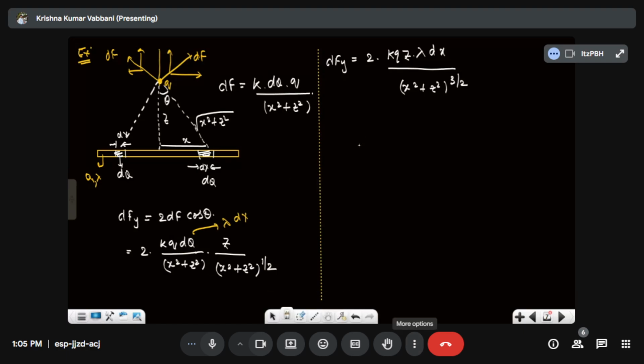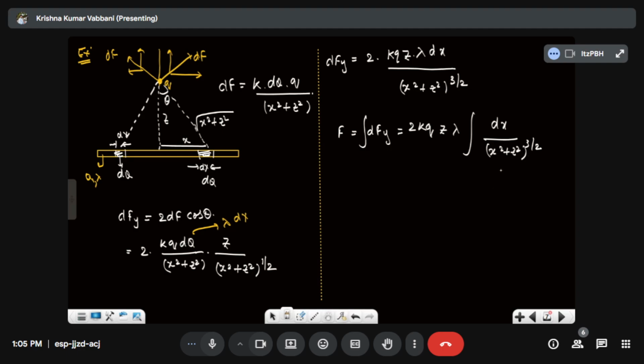See, I need my F. That's why I'm making integration. Fy is equal to, let's take all the constants out, 2kq z, and lambda is also out. What will I get? Integration dx divided by x square plus z square whole power 3 by 2. Is this clear? Is there any doubt?